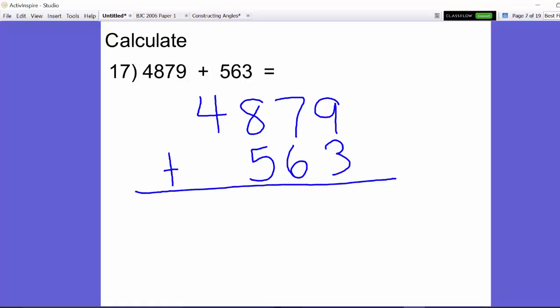Starting on the column at the right, 9 plus 3 is 12. We're going to bring down the 2, carry the 1. 1 plus 7 is 8. 8 plus 6 is 14. You bring down the 4, carry the 1. 1 plus 8 is 9. 9 plus 5 is 14. Bring down the 4, carry the 1 again. 1 plus 4 is 5. So our answer is 5,442.